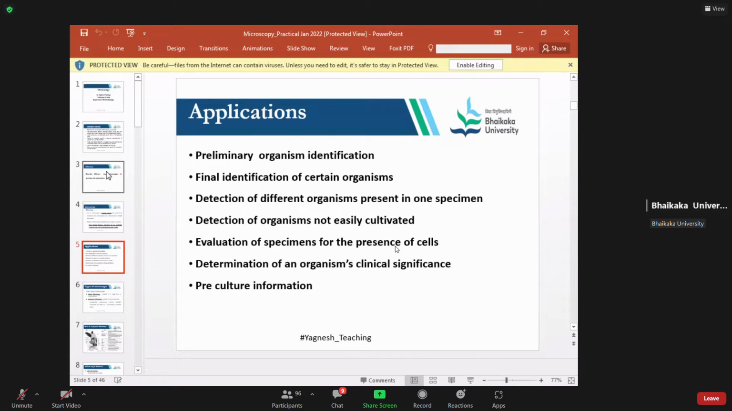Say, for example, Mycobacterium leprae. Mycobacterium leprae is responsible for the disease leprosy. Here we are not able to grow them in the lab. So we are staining the tissues or the samples, and then we identify them under the microscope. This is one thing. Or preliminary organism identification. For example, if you see a gram-positive or gram-negative organism, you see the characteristic arrangement of the organism, and then you can identify the organism primarily.